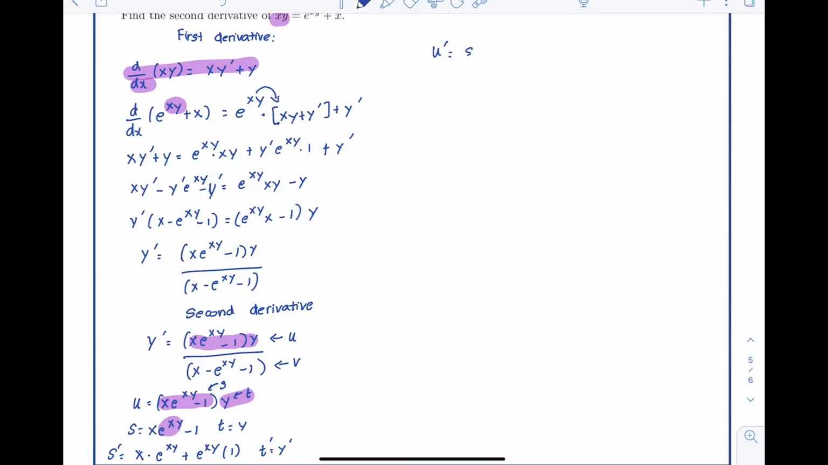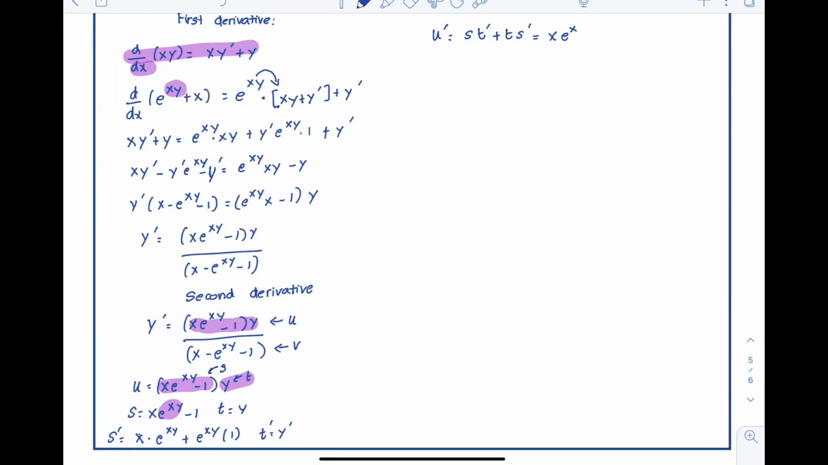u prime equals s times t prime plus t times s prime. We have s already, which is x times e raised xy minus 1 multiplied by t prime, which is y prime, plus t, which is y, multiplied by s prime, which is x e raised xy plus e raised xy. Let's simplify. So y prime times x e raised xy minus 1. I have e raised xy in common, so I could pull that out, times x plus 1. So that would correspond to u prime, which is the derivative of the numerator. We still have to find the derivative of the denominator, then use quotient rule to find the answer.